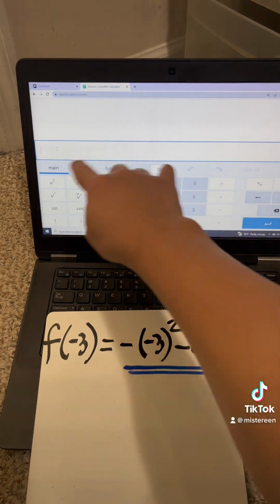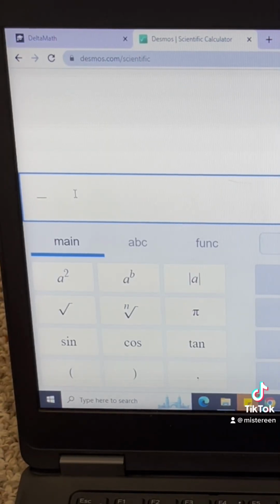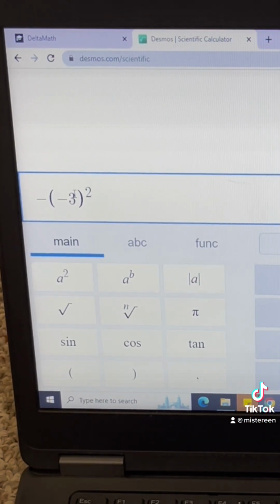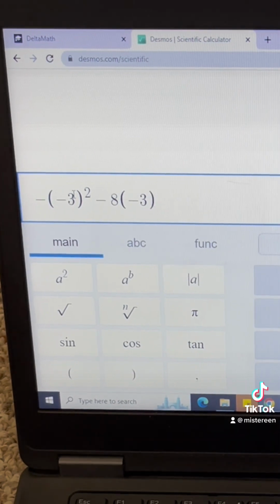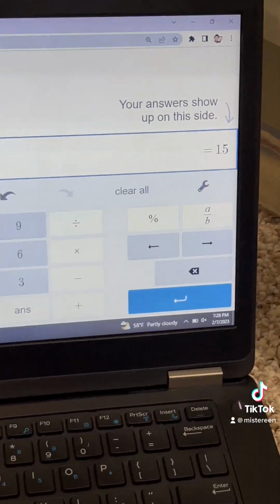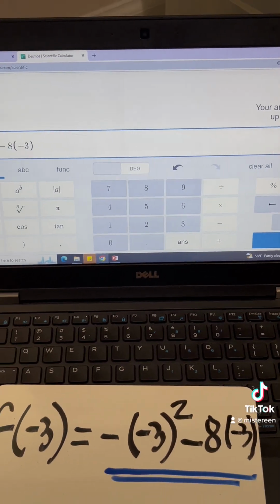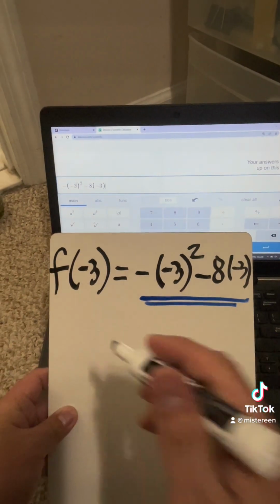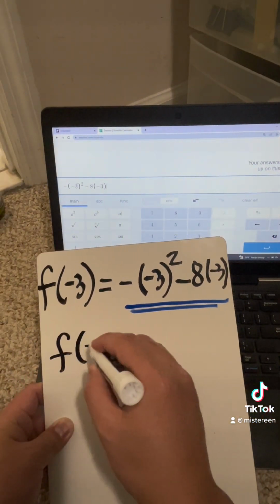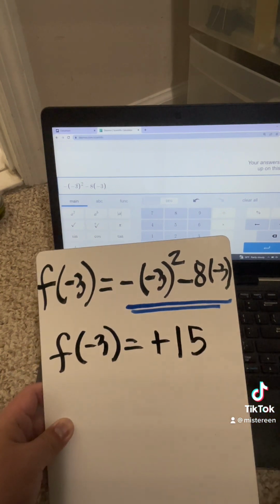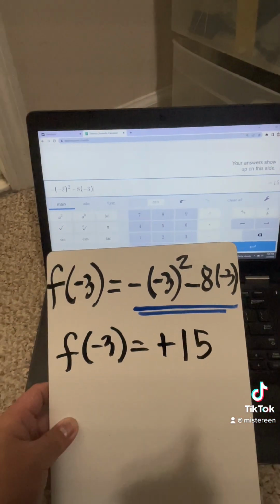So I'll begin with a negative, and then parentheses, negative 3 with a squared, and then minus 8, and then parentheses again, negative 3. So just type it in the Desmos Scientific and you'll see the answer in this side, positive 15. So therefore, your f of negative 3 is actually a positive 15. So the answer is positive 15 from our calculation.